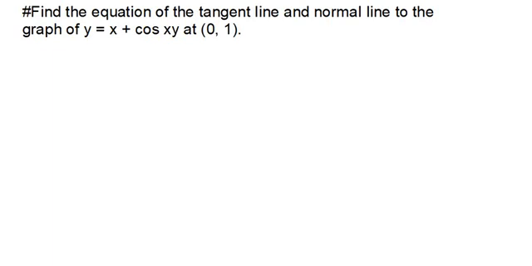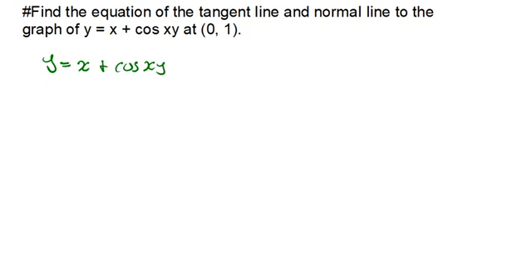Alright, okay, so we're going to look at a question that is asking us to find the equation of the tangent line and the equation of the normal to the graph that is given. The graph we have been given has the equation y equals x plus cos xy. To find the equation of the tangent line as well as the equation of the normal, first of all we need to find the derivative of the equation that we are given, and we can see we are dealing with implicit derivatives here.